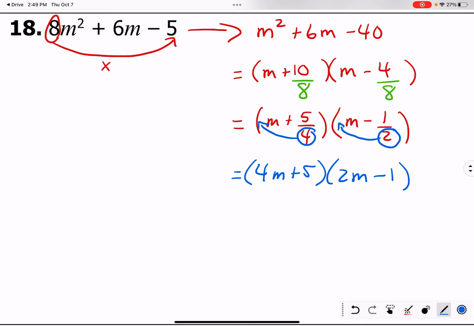All right, so we had to slide the denominators twice because when they simplified, it wasn't an integer. All right, we only want integers in our factors. Okay.